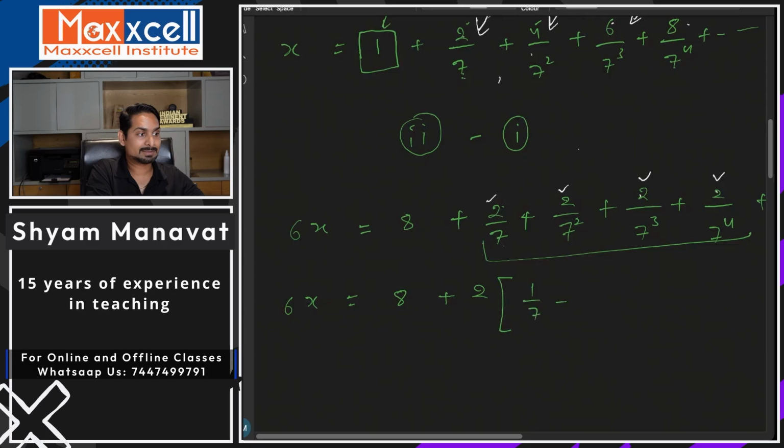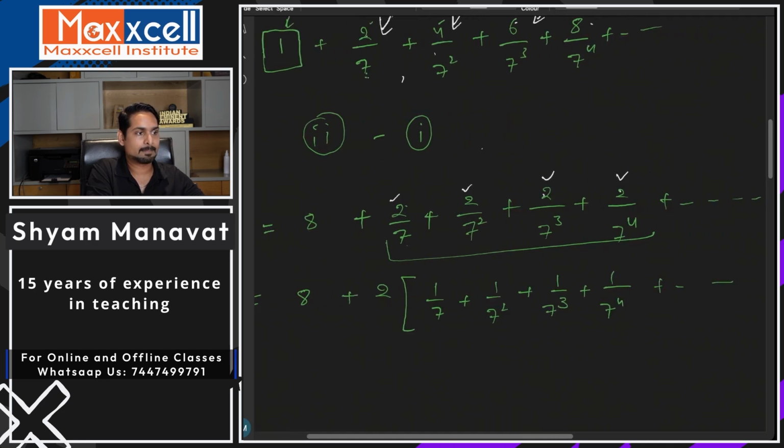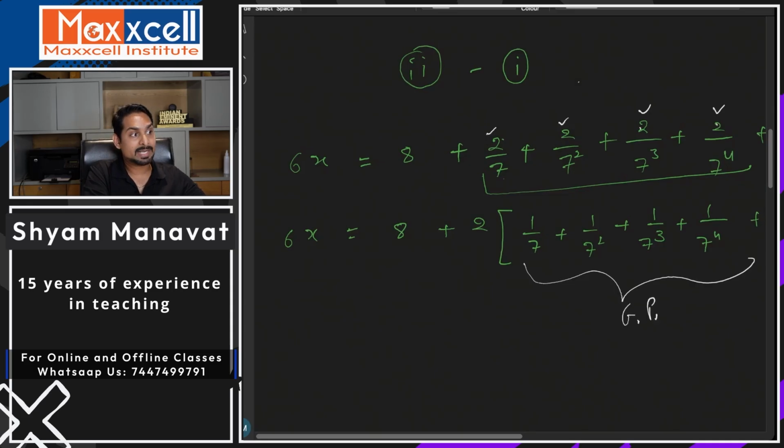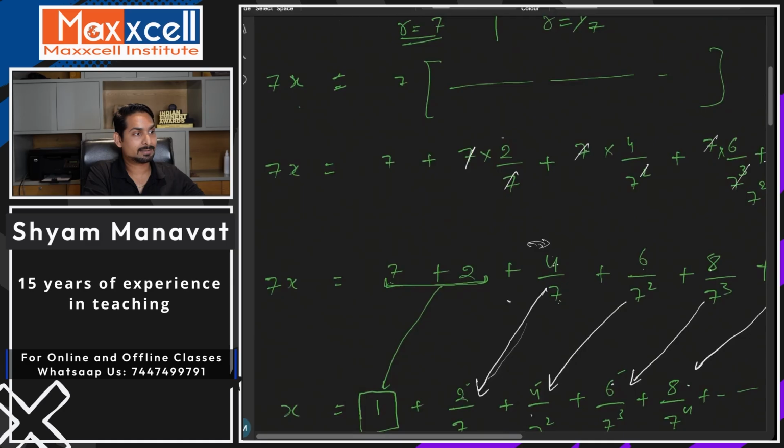We are left with 1 upon 7, 1 upon 7 square, 1 upon 7 cube, 1 upon 7 raised to 4, and so on. Do you not find this as a geometric progression? Are you not finding this as a geometric progression? Pure geometric progression, nothing else. Yes, that's why we have done all this.